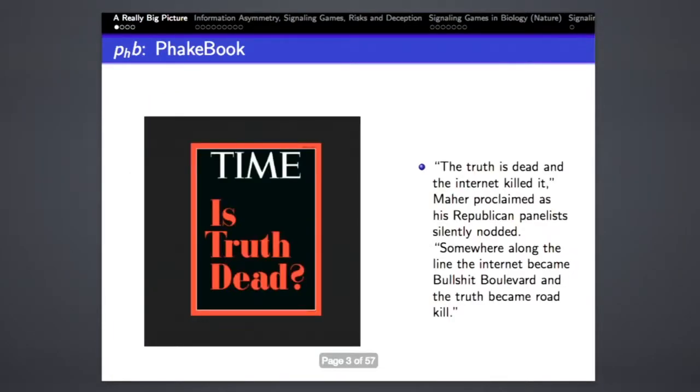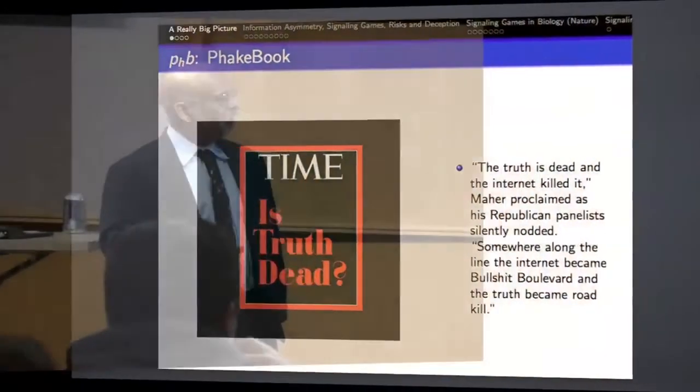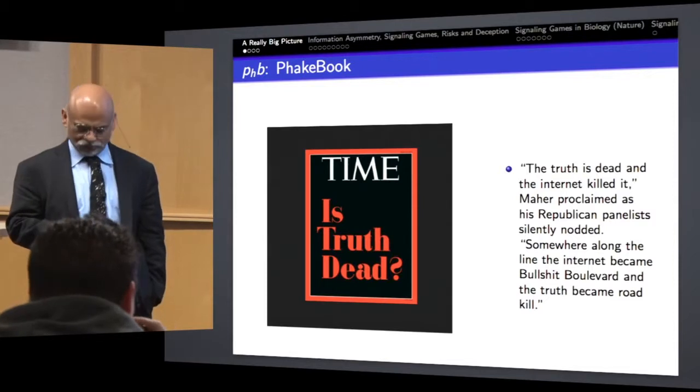So I want to start with a really big picture. This was a cover of Time magazine. And Bill Maher said the truth is dead and the internet killed it. So if we played any role in developing or inventing the internet, we should take some credit for killing the truth. Somewhere along the line, the internet became bullshit boulevard and the truth became roadkill. So how did this happen? How did we manage to do that?